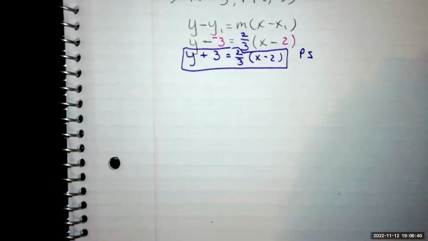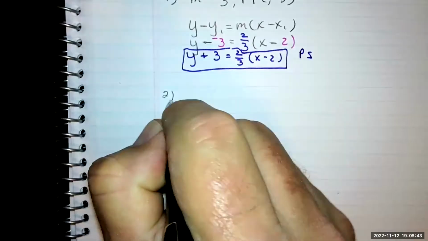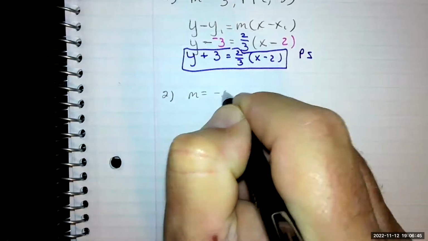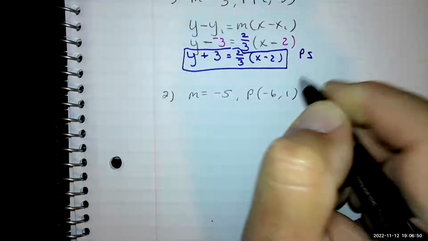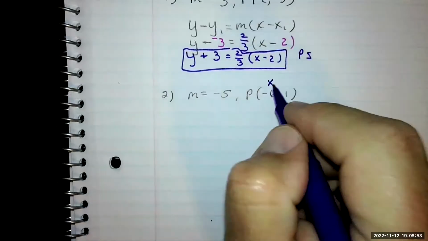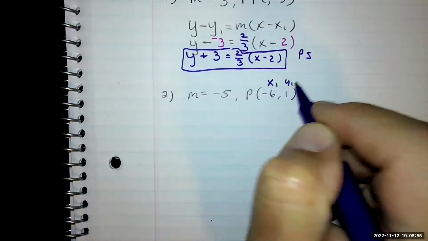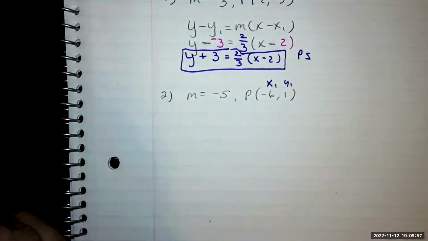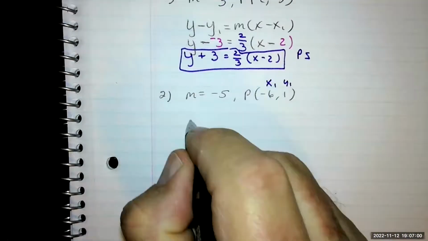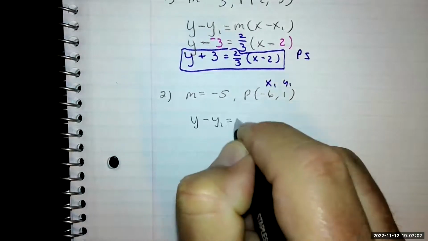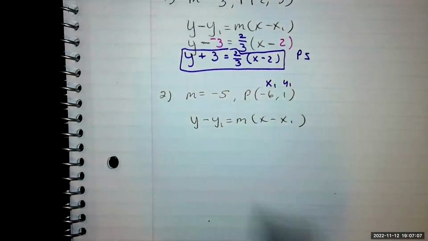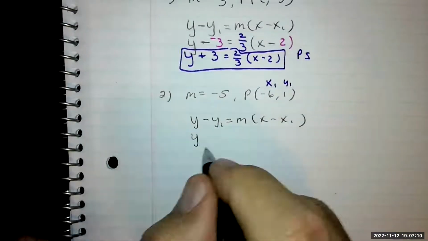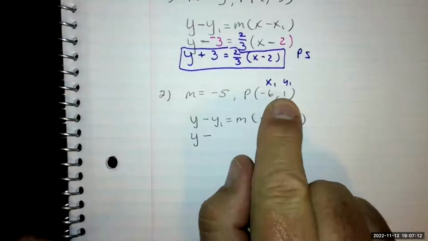All right, number 2. Slope is -5. My point is -6, 1. All right, I'm going to label my X1, Y1. And I'm going to write my point slope form. I like writing it out so I can follow it pretty well. I'm organized and I can see everything as it goes. All right, so this is going to be a Y because we're going to say minus. My Y1 is a 1.